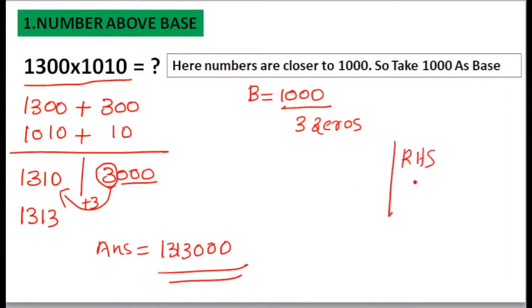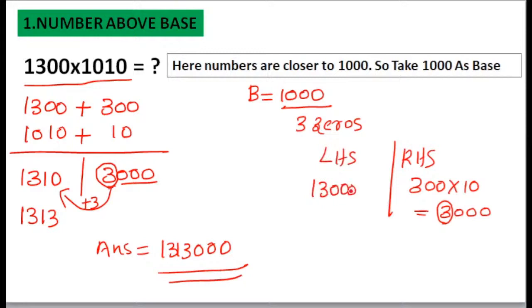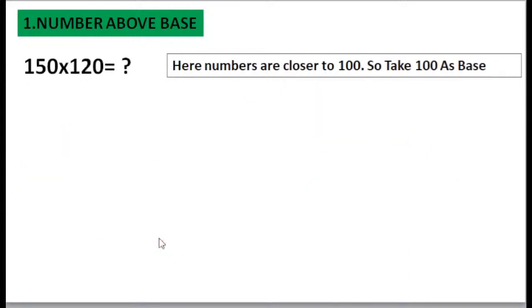Your RHS is 300 into 10, which is 3000, but 3 will be carried over. Your LHS is 1300 plus 10, that is 1310. Now 3 will be carried over, that is 1313. So your answer is 1313000.